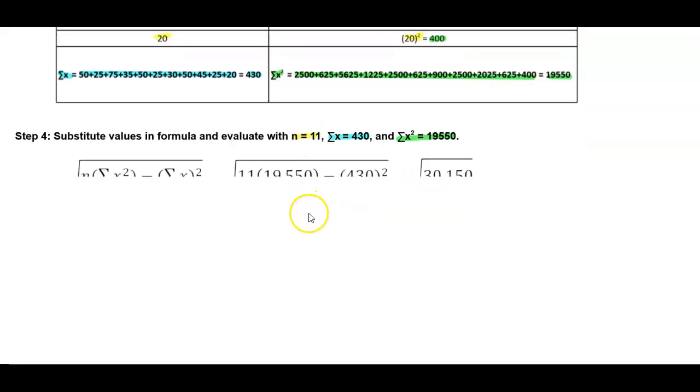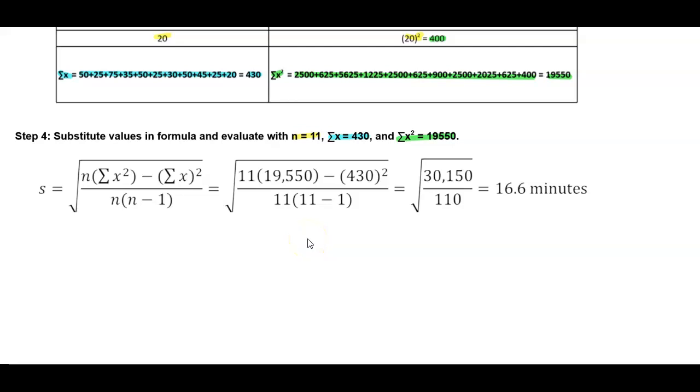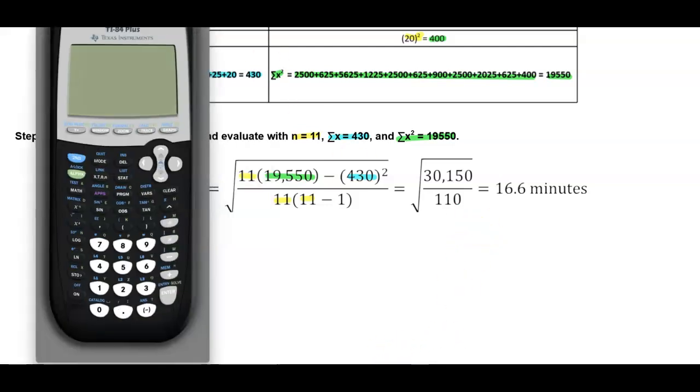And now we're going to plug it into our formula. So remember, all the values of n, we're plugging in 11. And then we also know that the sum of x squared here is 19,550. And then we also know that the sum of x is 430, and then we need to square that and then divide it by that result. So let me show you how to do this on a calculator and how to separate it using parentheses, because it's really important if you're doing this calculation by parentheses.